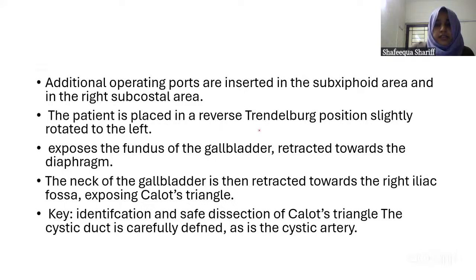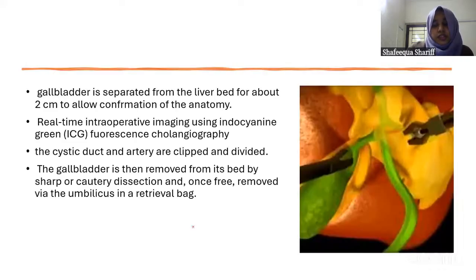The patient is then placed in a reverse Trendelenburg position and rotated to the left. This exposes the fundus of the gallbladder. You take the fundus and retract it towards the diaphragm, and the neck of the gallbladder is then retracted towards the right iliac fossa. It is pulled down, so then you can see Calot's triangle. The need for doing all of this is to expose Calot's triangle, because that is the key. You have to identify and do a safe dissection of Calot's triangle. Following that, you have to identify the cystic duct and the cystic artery. Only 2 structures, that is the critical view of safety. Only 2 structures are seen in that region, the cystic artery and the cystic duct.